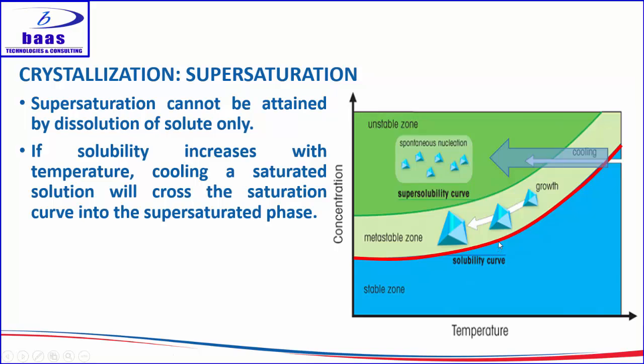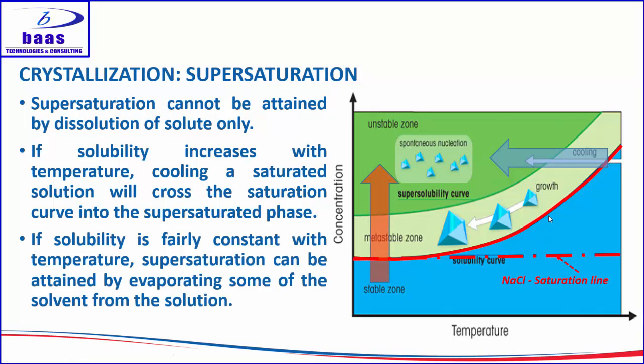For a situation where your solubility increases with temperature, cooling a saturated solution will cross the saturation curve into the supersaturated phase, hence creating a supersaturated solution. So if your system has solubility that increases with temperature, you can have a solution in the unsaturated zone. By cooling it, you can move across the saturation line into the supersaturated zone.